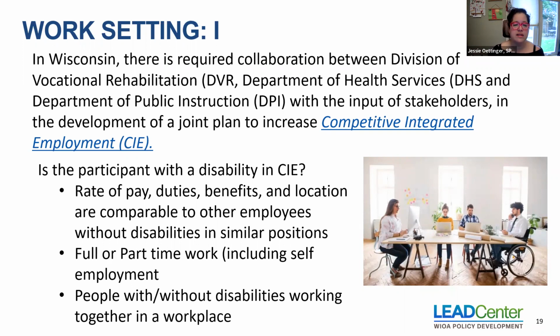And the integrated part is that the individual with the disability is using the same entrances, the same bathrooms and workspaces as the individuals that they work with. And I think this is another key part. If it's a job where there's a public facing role, that they're not prohibited from engaging with the public due to their disability. So those are some tests to ask yourself about whether or not this was in fact competitive integrated employment. All right, next slide.